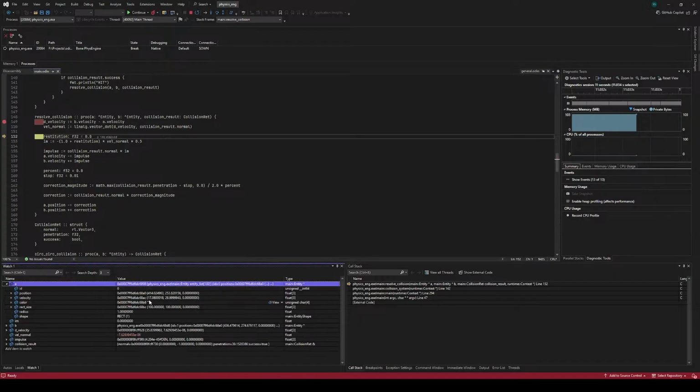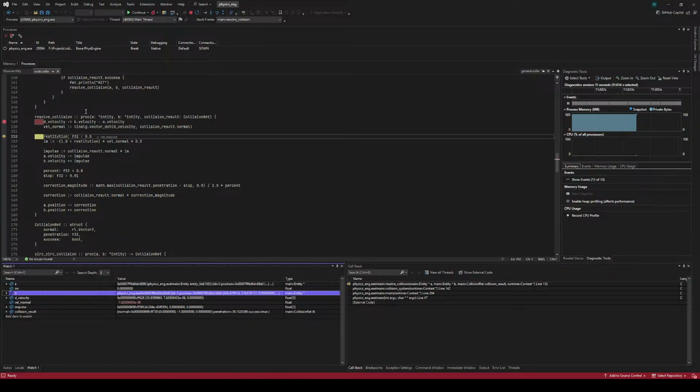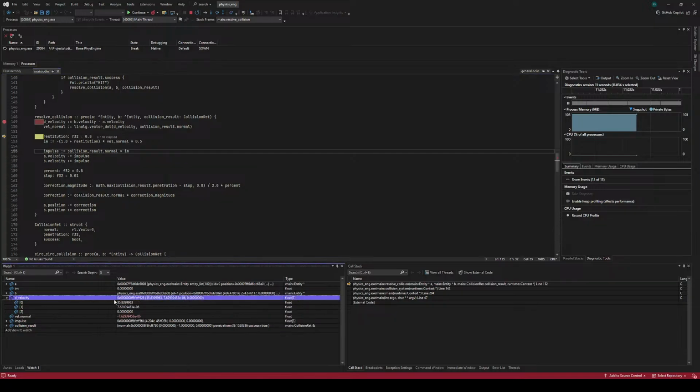A, the velocity is normal. B, the velocity is also semi-normal. Impulse, I don't know. Velocity normal has eclipsed the E range. What is B velocity? B velocity along the y-axis has also eclipsed.